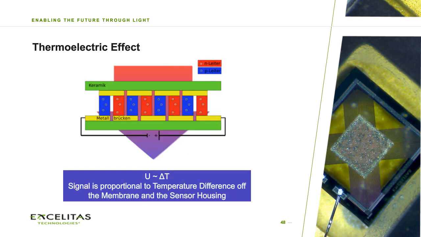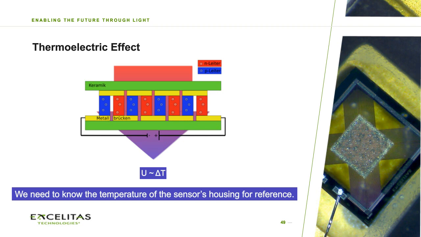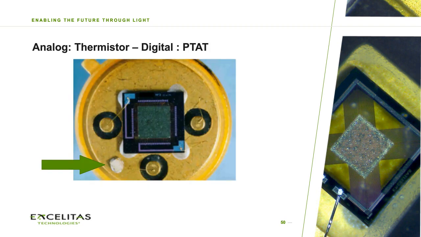So generally, you can assume that the voltage which comes out is proportional to the temperature difference between the membrane and the heat sink around it. So we need to know the temperature of the sensor's housing for reference, because it looks only for a temperature difference. This you will find in those detectors as an ambient temperature. So it's not just an additional feature which we are providing to tell you what is the sensor's temperature, but it is actually required to measure the temperature of the remote object. For an analog one, it's a simple NTC. For a digital solution, it's called a PTAT in our case.